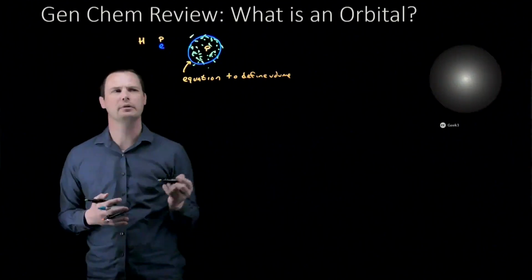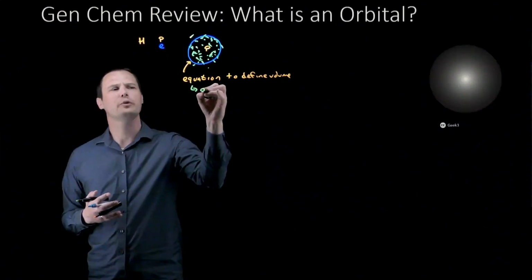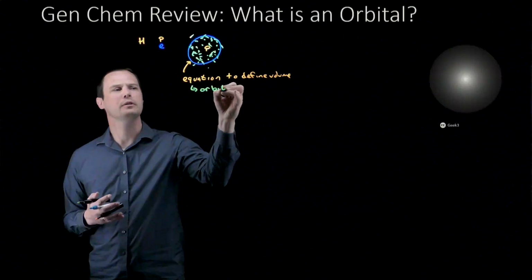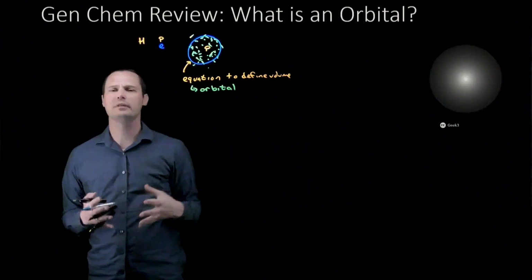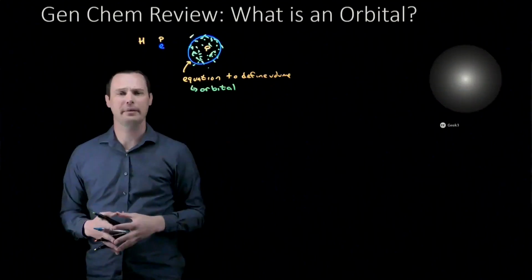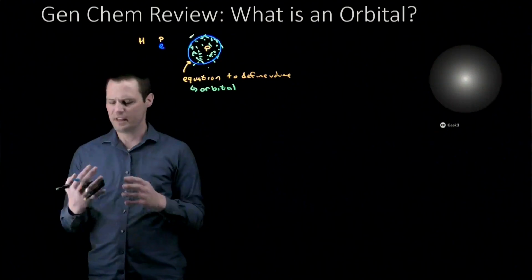This is what an orbital is. An orbital is the answer to a really complicated math equation. You'll learn all about it in physical chemistry. But this is what an orbital is. An orbital is an answer to a math equation, a really complicated math equation. What does that math equation tell us?